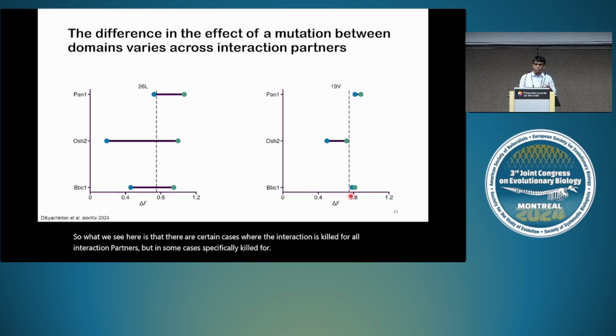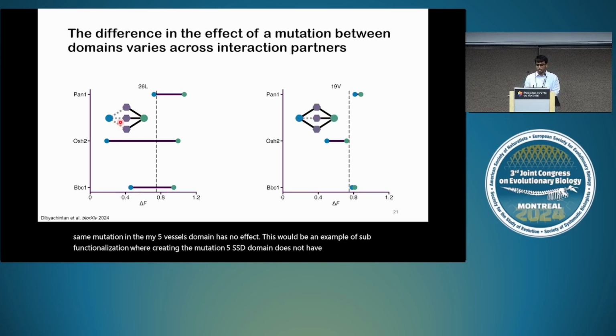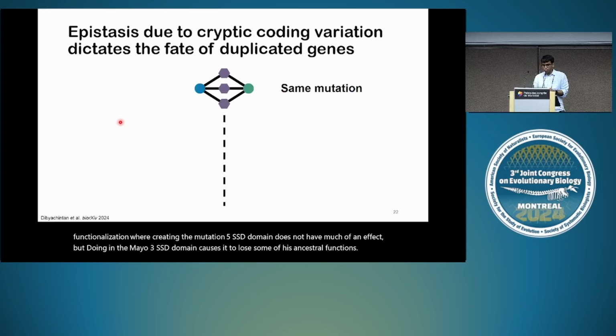And going back to the major consequences, this would be an example where if you create the mutation in myo3 SS3 domain, it leads to non-functionalization of the duplicate, but doing the same mutation in the myo5 SS3 domain has no effect. And this would be an example of subfunctionalization, where creating the mutation in myo5 SS3 domain doesn't have much of an effect, but doing it in the myo3 SS3 domain causes it to lose some of its ancestral functions. So we wanted to see what proportion of these mutations is present across all the mutations we tested.